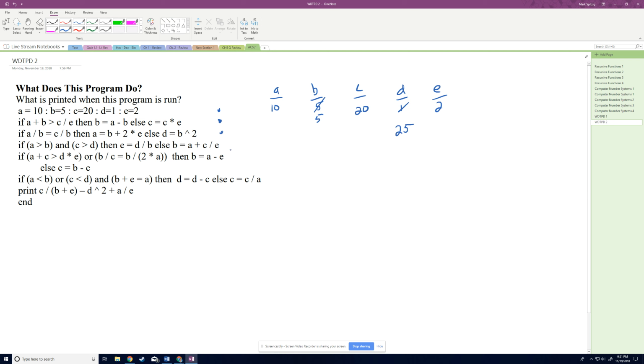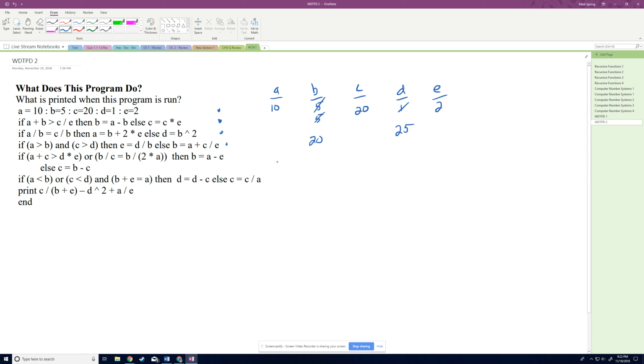Okay. Then we're down here. So if A is greater than B, all right, A is greater than B, and C is greater than D, which it's not. So that's an and statement, so it takes both. So that's not true. So we're actually going to go to the else here. So the else, we're going to change B to A plus C divided by E. Okay, well, C divided by E is 10. So we're changing B to A, which is 10, plus 10. So we're changing it to 20.